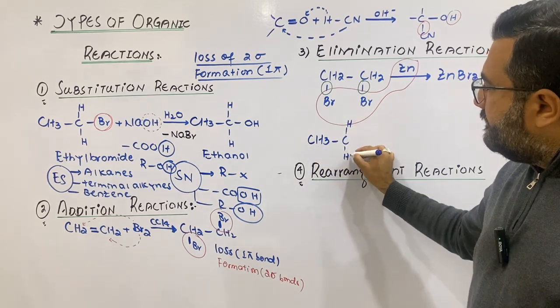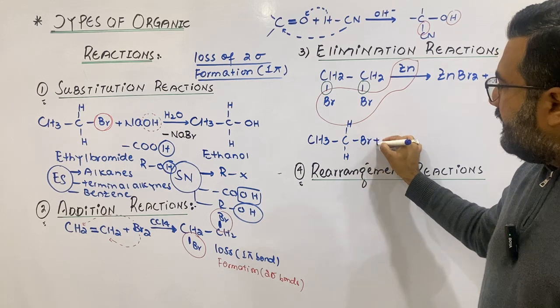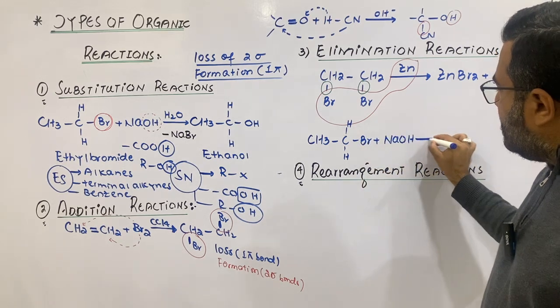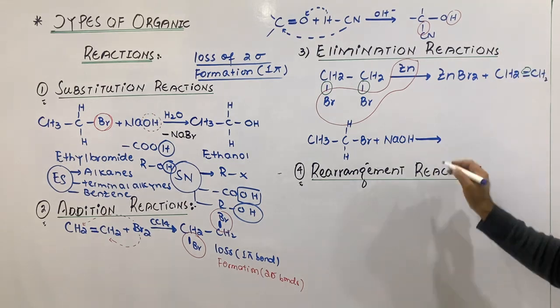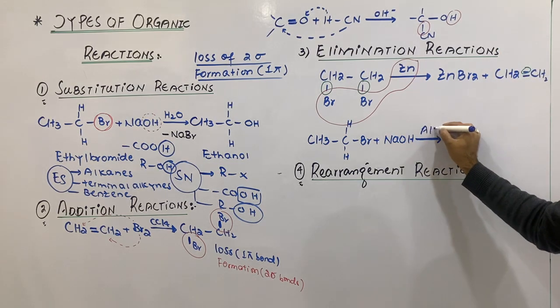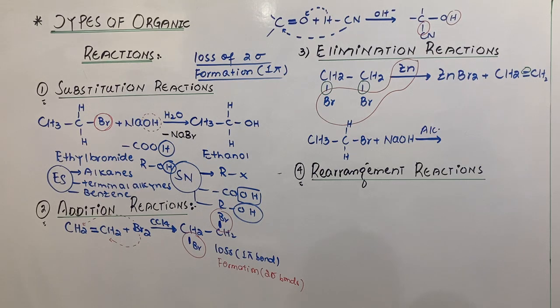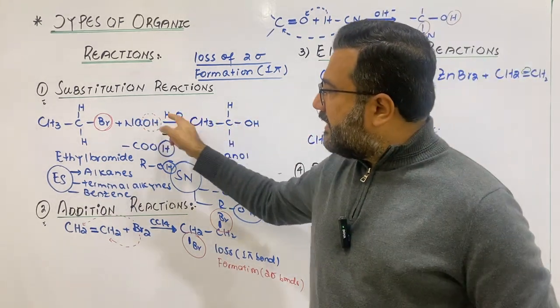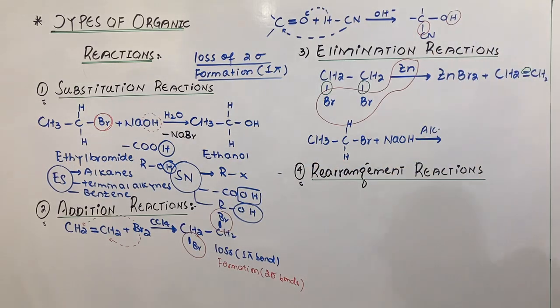ethyl bromide and it is treated with NaOH, but this NaOH is not dissolved in water, rather it is dissolved in ethanol. It is alcoholic NaOH. Now we have changed the condition. Instead of making it react with the aqueous NaOH, now it is reacting with the alcoholic NaOH. So my dear students, the nature of products will be changed.